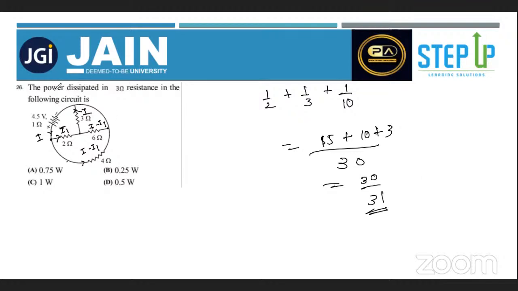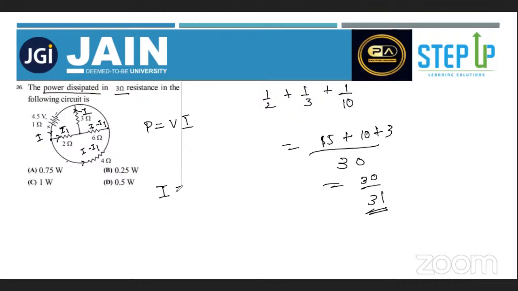But what they're asking is the power dissipated. If I'm trying to find the power dissipated, the formula is V and I. I is not given to me, so I need to find the I value first. That I value is going through this, so I should find the circuit current.